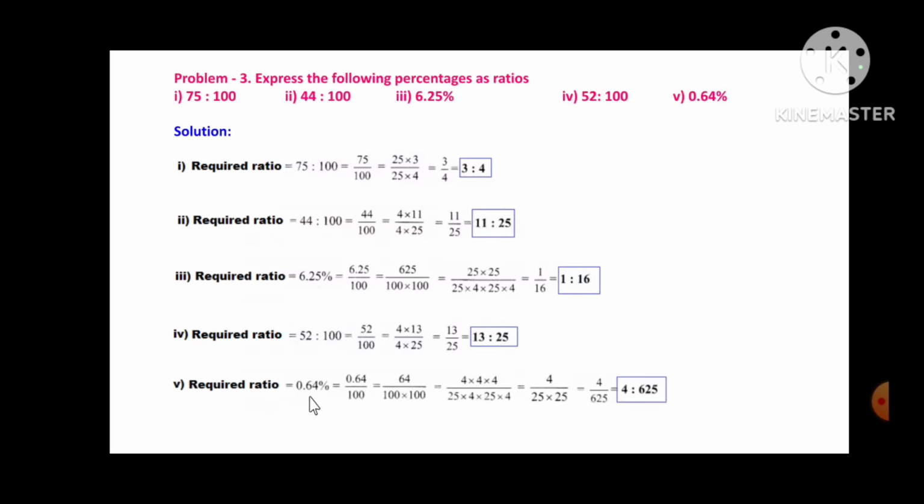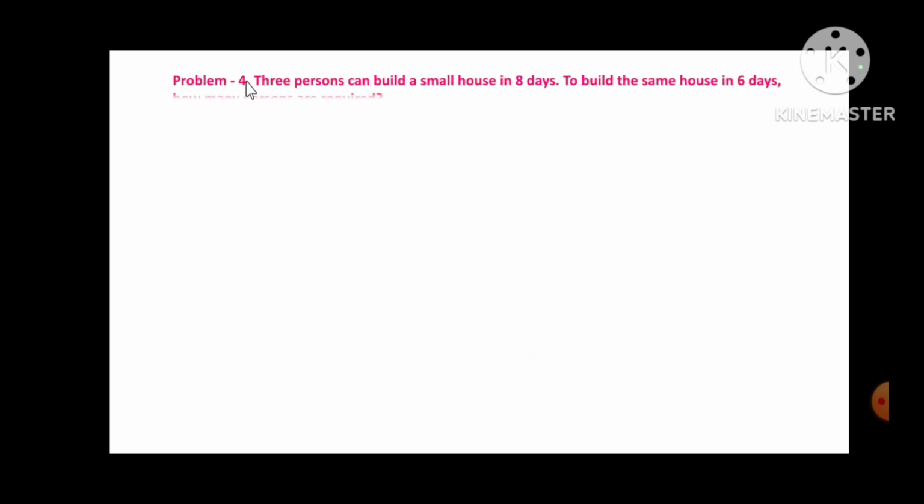Fifth one, 0.64%. 0.64 upon 100, we will multiply by 100 to numerator and denominator. Numerator will become 64 divided by 100 into 100, which will be 4 into 4 into 4, 25 into 4 into 25 into 4. The 4 gets cancelled, that will be 4 upon 25 into 25, which can be written as 4 upon 625, that is 4 as to 625. Now see the next problem, number 4.